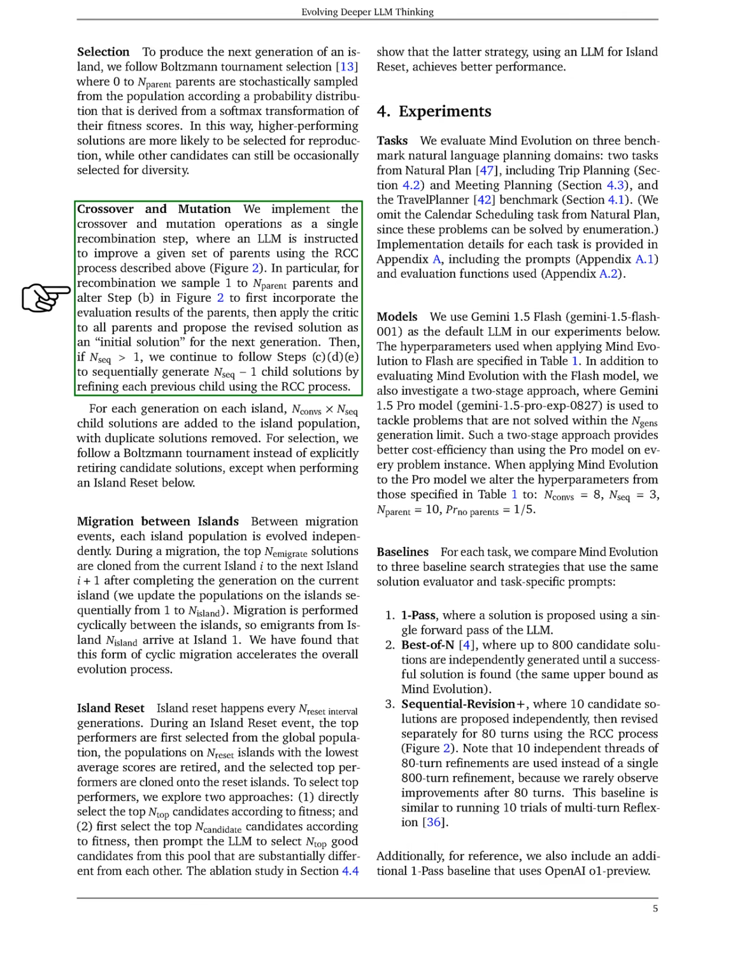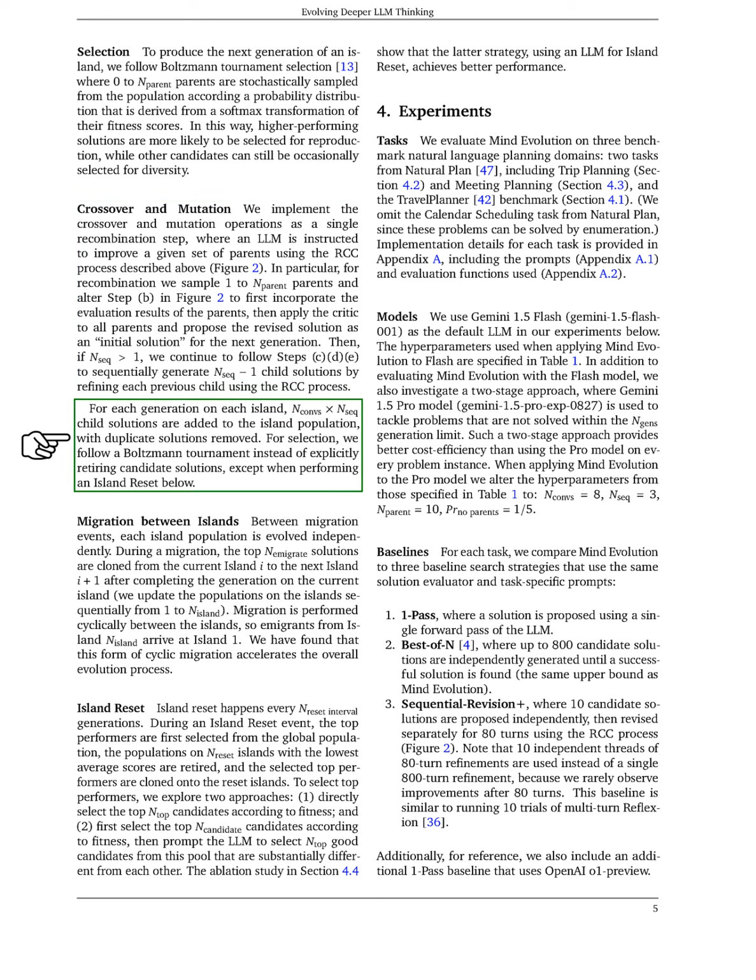We combine crossover and mutation into a single step, where we improve a set of parent solutions using the RCC process. We sample a number of parents, incorporate their evaluation results, and then apply the critic to propose a revised solution for the next generation. If we have multiple sequences, we continue refining each child solution through the RCC process.